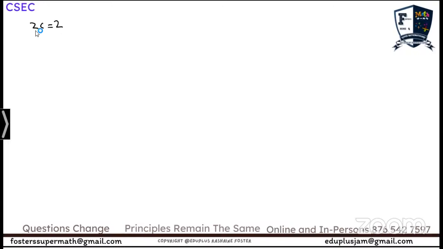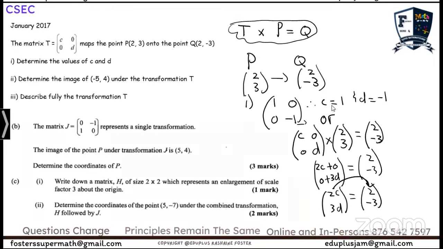And then how do I find C now? Divide by 2, divide by 2. What is 2 divided by 2? That gives me 1. All right. And let us go right here. What did we get for C? We also got C equals 1.